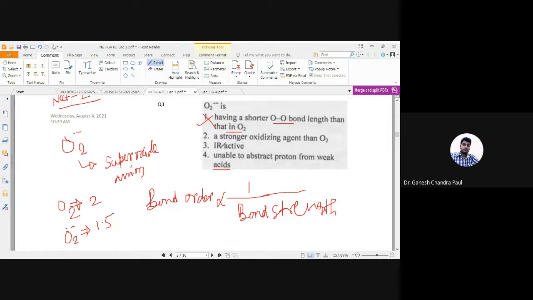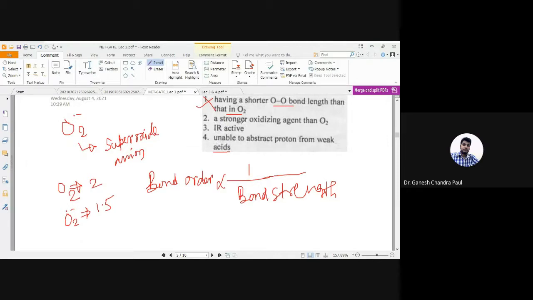Further, you can see option 2: it is a stronger oxidizing agent than oxygen. So what is the definition of oxidizing agent, Rahul? Tell me. The oxidizing agents are those agents which oxidize others and get reduced themselves. That is what is called an oxidizing agent.